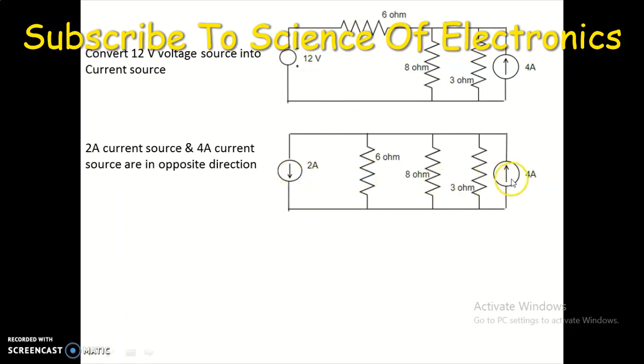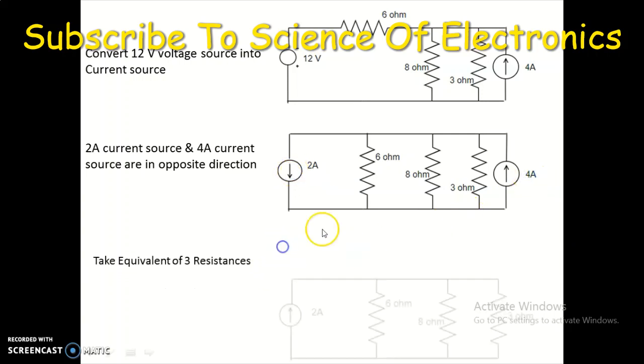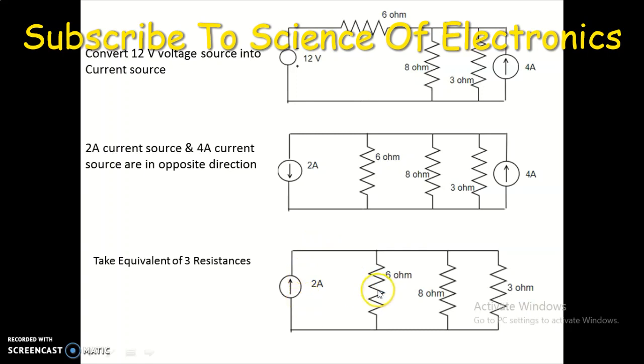Now here we can see from these two branches, these two currents are in opposite directions. One is upward, another is downward. So what we have to do, we just have to subtract these two current sources, and the resulting current source is nothing but 2 ampere. This 2 ampere current source now is in parallel with these 3 resistances.